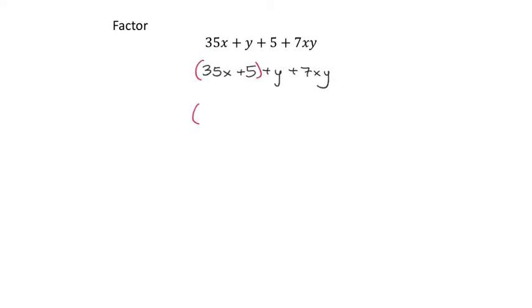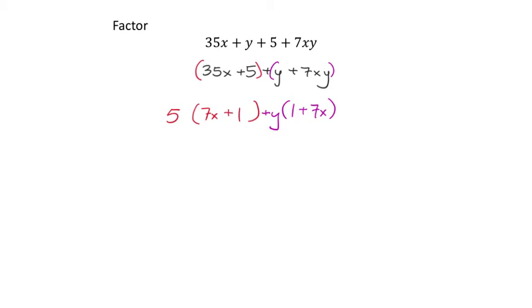So the first set of parentheses I'm going to factor out, looks like we've got the 35x and 5, so I can factor out a 5 from each of those. 35 divided by 5 is 7. We'll keep the x. 5 divided by 5 is 1, so I have the plus 1. And then the second set, I can factor out a positive y, but inside what it leaves me with is a 1 and then a plus 7x.